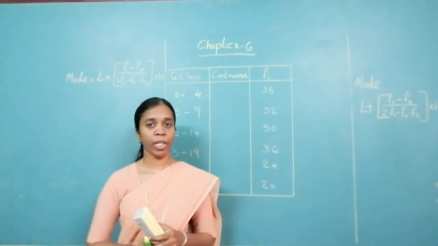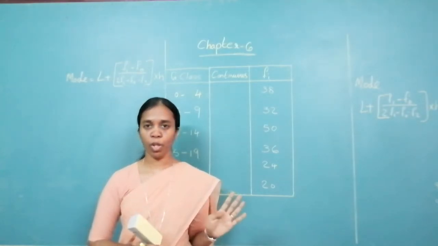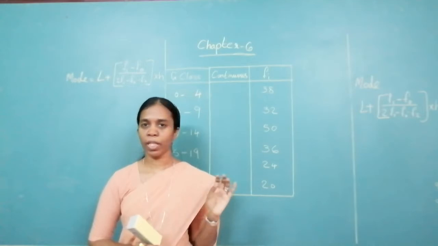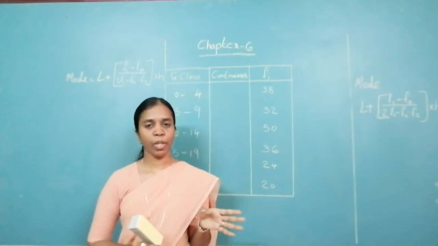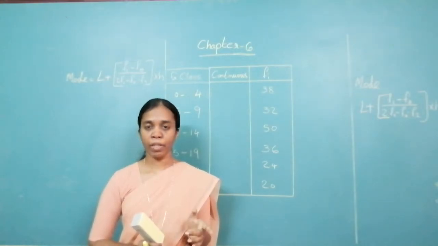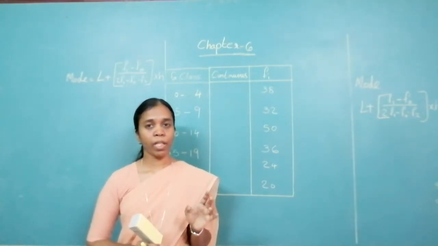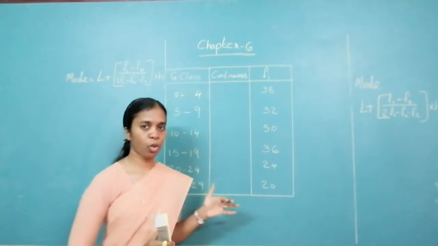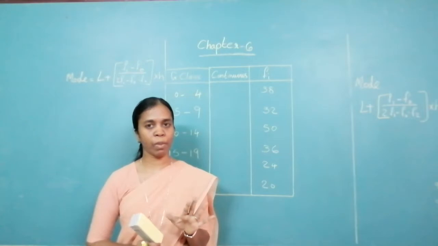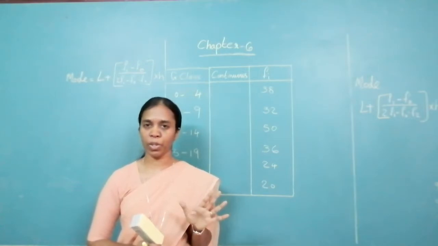What is the formula for mean? In mean, there are 4 columns: class interval, class mark, frequency fi, and xi. Mean x bar is equal to summation fi xi upon n. Median, you have to make the class continuous. In mode also we have to make the class continuous. These two, please remember: we have to make the class continuous.